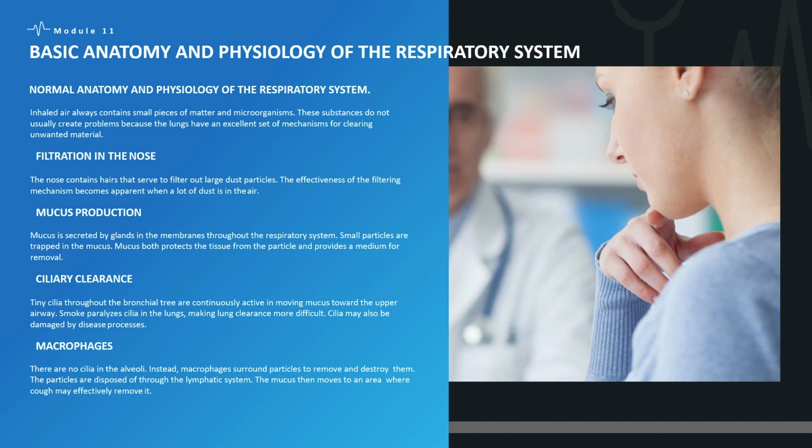Ciliary clearance. Tiny cilia throughout the bronchial tree are continuously active in moving mucus toward the upper airway. Smoke paralyzes cilia in the lungs, making lung clearance more difficult. Cilia may also be damaged by disease processes.